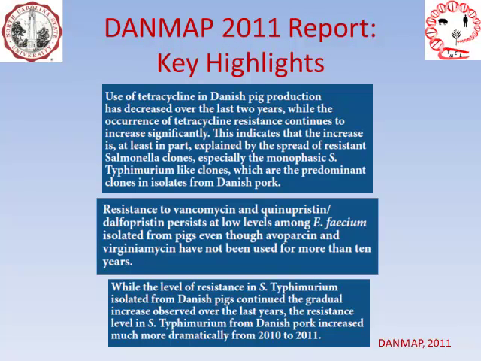So this, the DANMAP 2011, what are the key things we find out? Use of tetracycline in the Danish pig production has decreased over the last 2 years, while the occurrence of tetracycline resistance continues to increase significantly. Okay. So subtherapeutic use is already gone in 2000. In the last 2 years, even the prescribed antimicrobials are going down for tetracycline, but still we are seeing more resistance to tetracycline in Salmonella.